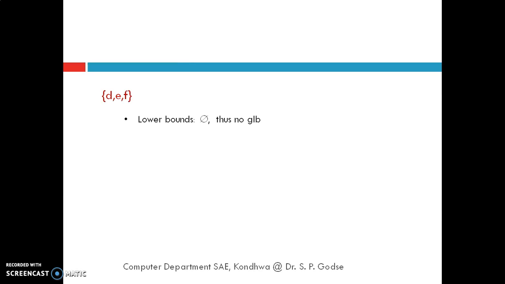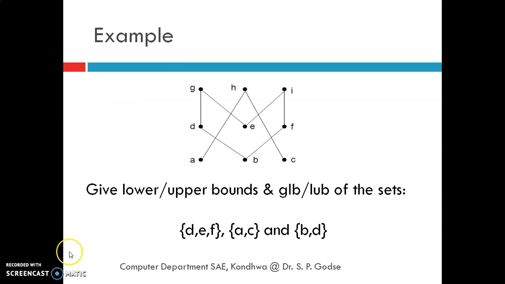DEF. If you see DEF, in case of DEF, lower bound is 5. Therefore, there is no greatest lower bound. You can see DEF, lower bound. There is no element which is attached to all these three elements. When you are finding the lower bound, you have to consider all the elements from that subset.